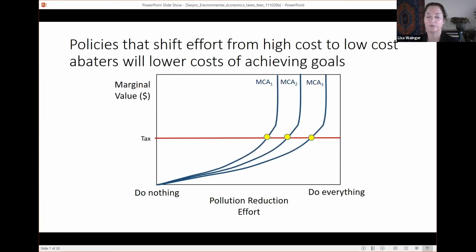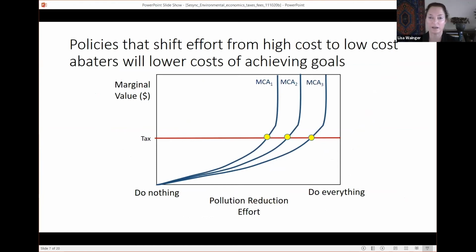So if you have a family of marginal cost curves for every individual entity in the industry, and you set a tax, they're each going to abate to the point where the tax equals their marginal cost of abatement. In this way, you can get everyone to do all the cheap stuff, and you won't impose really high costs.